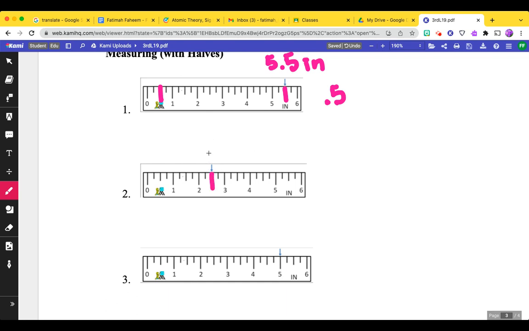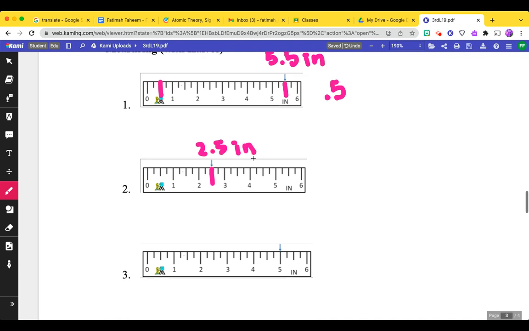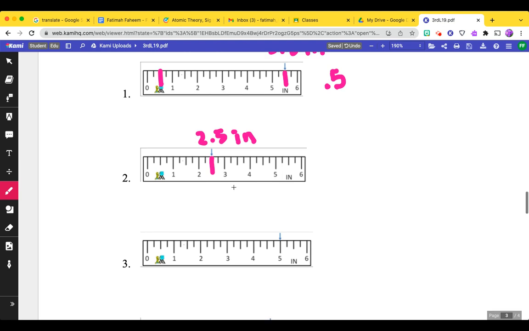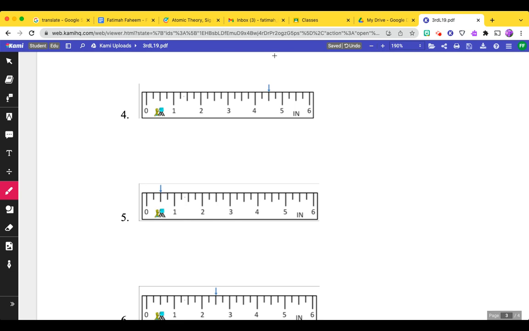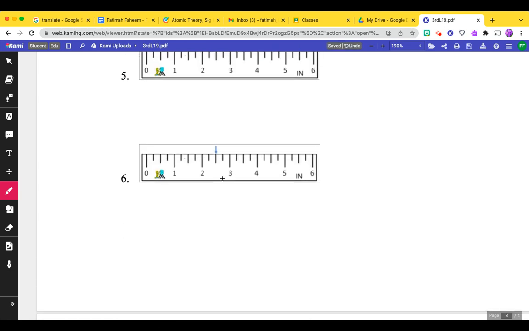This one is 2.5 inches. This one is 5.0 inches. When you're measuring, remember to always put .0 or a decimal like point something with the ones place number. This one is 4.5. This one is 0.5, what I already told you. The last question, try by yourself. I'll give you time to pause the video and I'm going to write the answer, but you can just try to solve this by yourself.